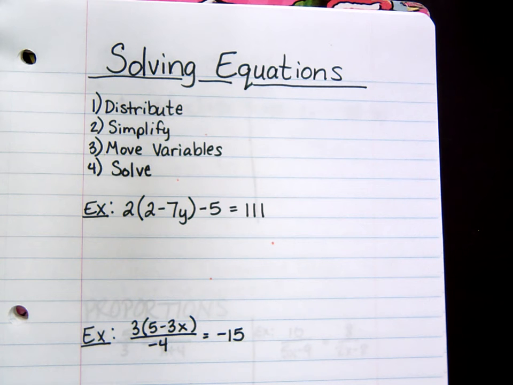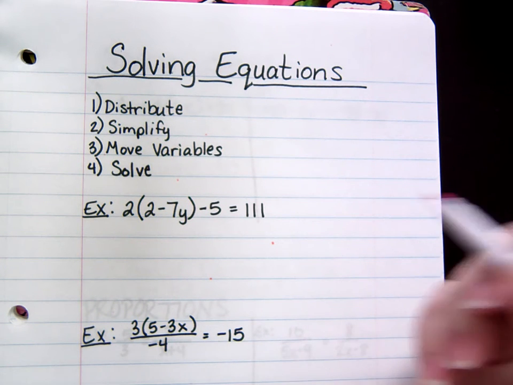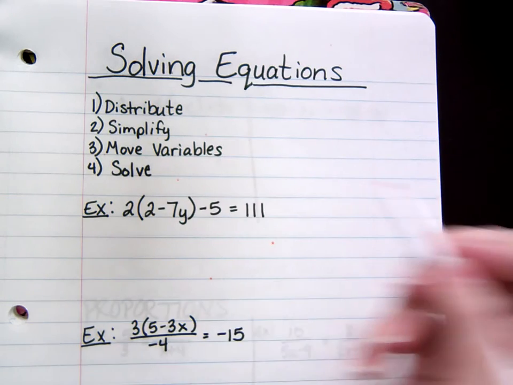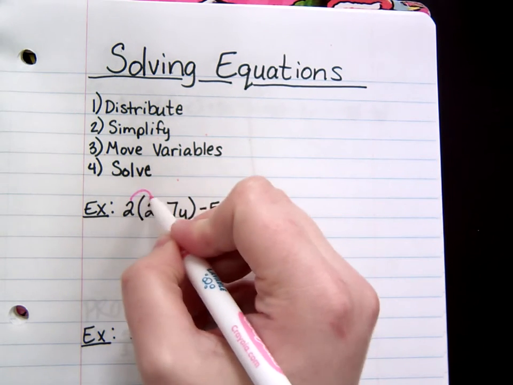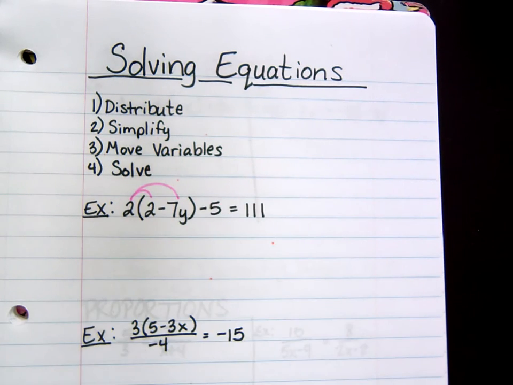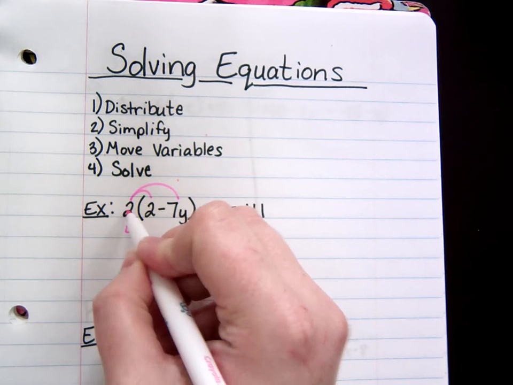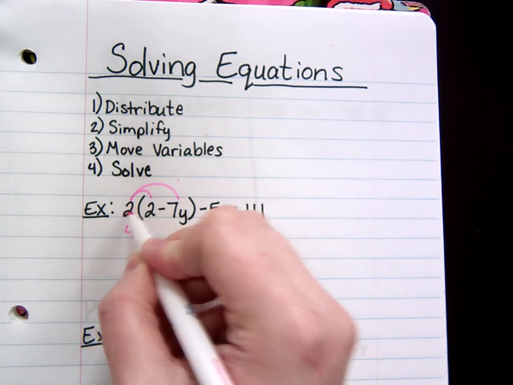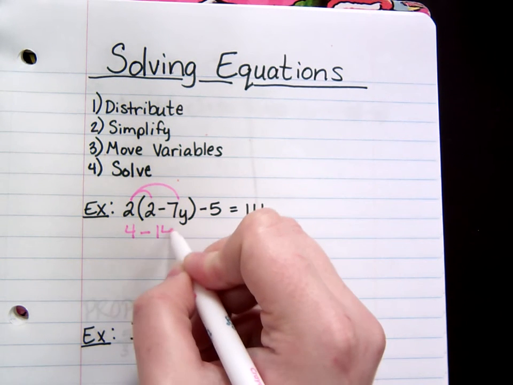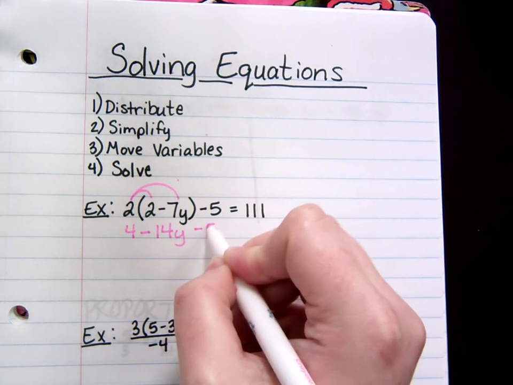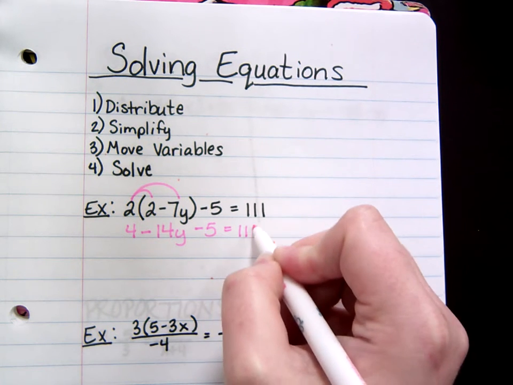So for example, I have 2 times (2 minus 7y) minus 5 equals 111. So distribute. I start by distributing the 2. When I distribute that 2, I get 4, 2 times 2 is 4, minus 2 times 7 is 14y, minus 5 equals 111.